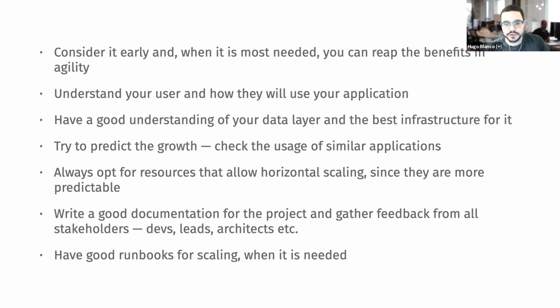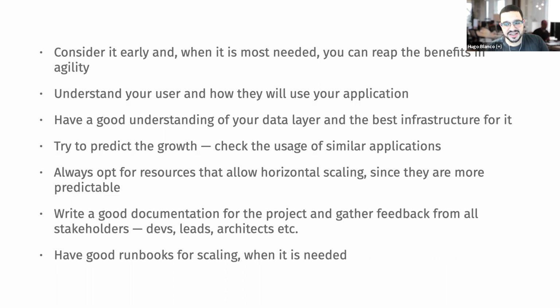You need to have a good understanding of your data layer and the best infrastructure for it. I didn't go deeper into NoSQL versus relational, but it's good to understand what works, what is the best fit for your application, your domain, and how that affects your ability to grow.